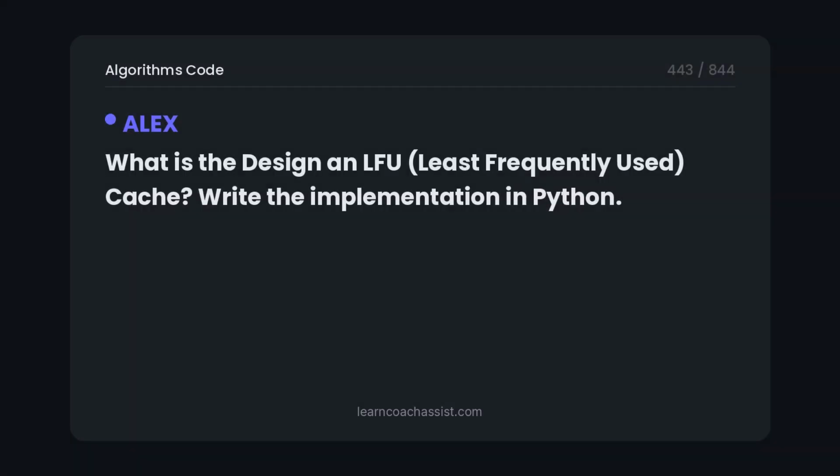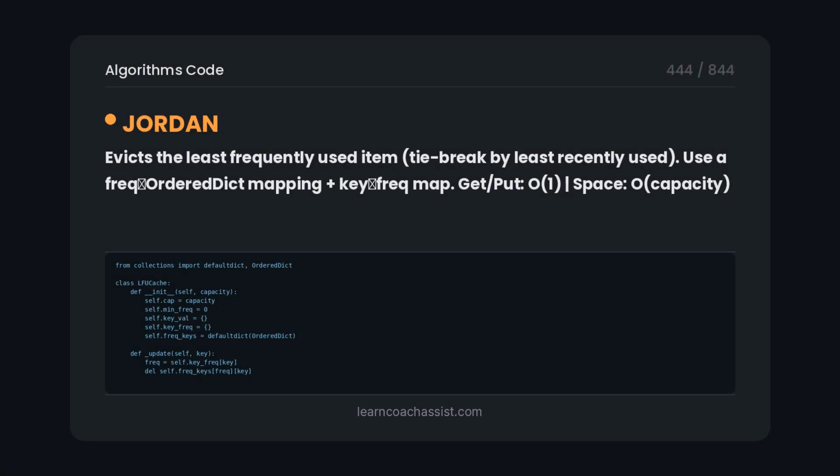What is the design LFU, least frequently used, cache? Write the implementation in Python. Evicts the least frequently used item, tiebreak by least recently used. Use a frequency-to-ordered-dict mapping plus a key-to-frequency map. Get/put: O(1), space: O(capacity).